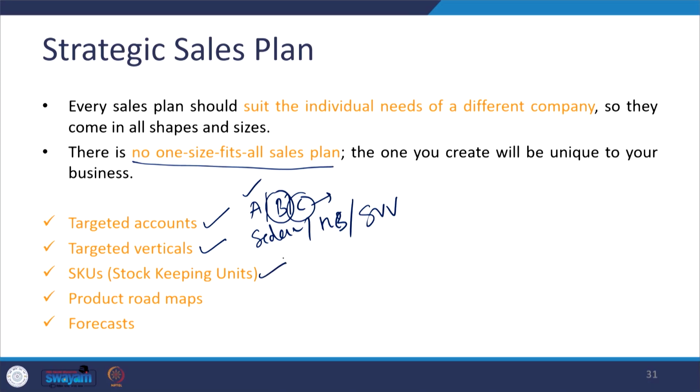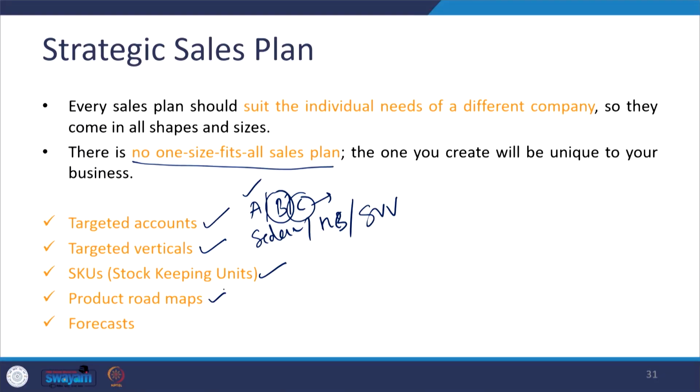Then SKUs. Going further, even in the case of SUVs, do you want to have a mini SUV or a full-fledged SUV? So there are different SKUs, or stock keeping units, that can be listed as part of the sales plan. Then product roadmaps as well, that is, how the product will continue its journey over a period of time.